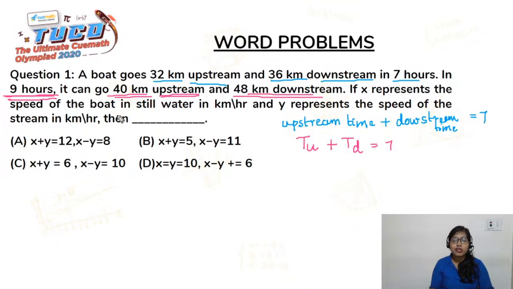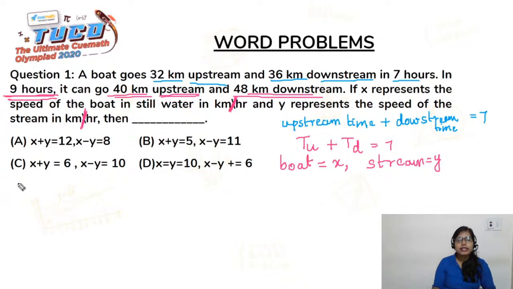If x represents the speed of the boat in still water in kilometer per hour and y represents the speed of the stream in kilometer per hour, then these are the equations given to us. So the first thing we could say is that the speed of the boat is x and the speed of the stream is nothing but y. Let me just write it down. Speed of the boat is x and speed of the stream is y, correct?